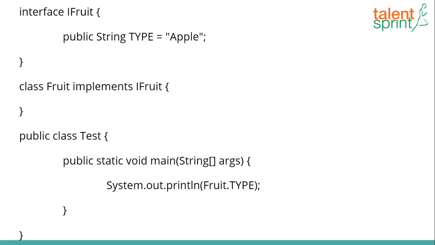So the simple thing happening here is we have an interface iFruit, inside which we have declared this variable type, right? Now when we implement this interface iFruit in the class fruit, this by default will also be part of the class fruit. Okay?